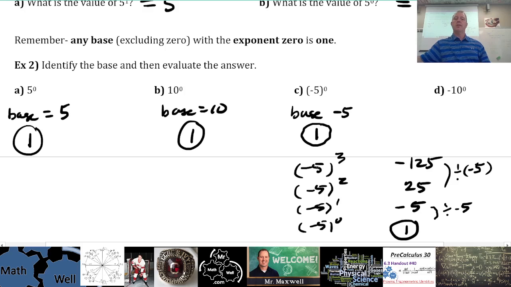Yeah, that's right, because this negative is involved every time, so the signs alternate. You see, when multiplying or dividing, the signs alternate. So that becomes +1.